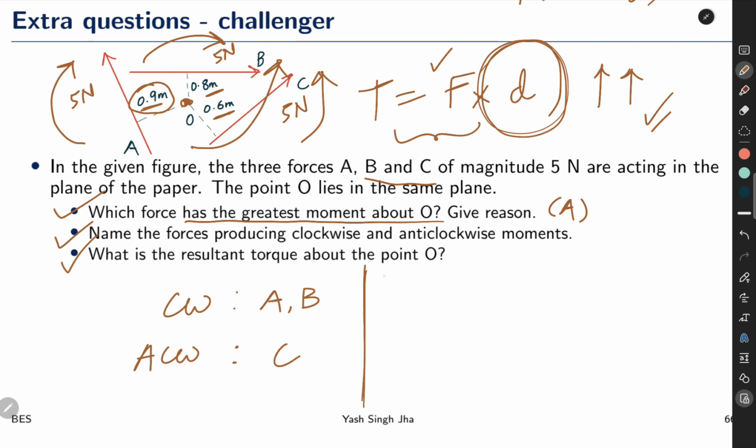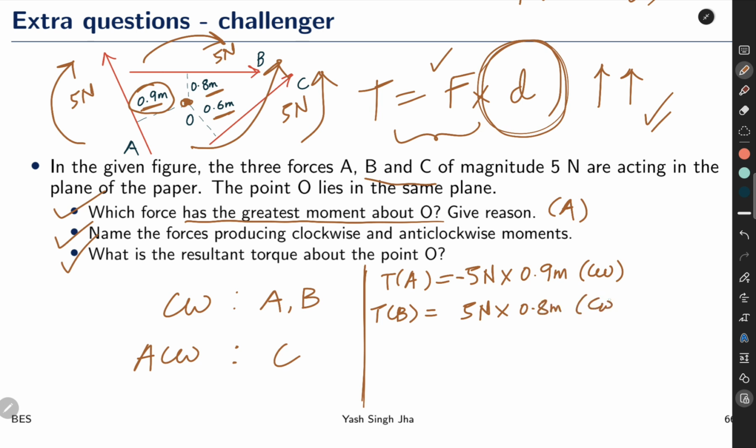There are three forces. Torque due to A is what? 5 Newton into 0.9 meters, which is clockwise, negative, right? Torque due to point B is 5 Newton times 0.8 meters clockwise, so negative again. Torque due to C is 5 Newton into 0.6 meters anti-clockwise. It is positive. So resultant torque is what? Summation of all the torques.